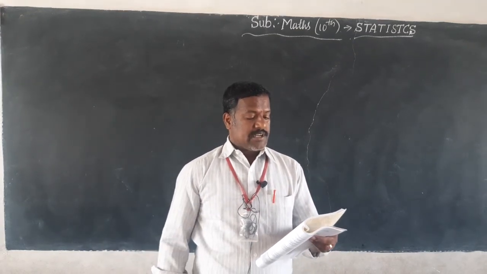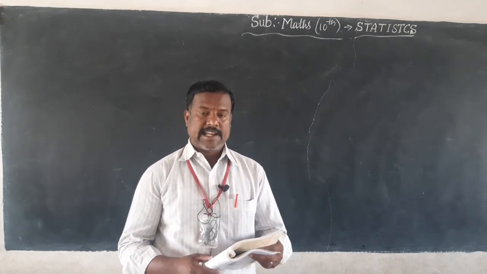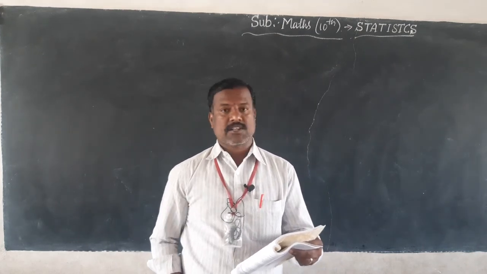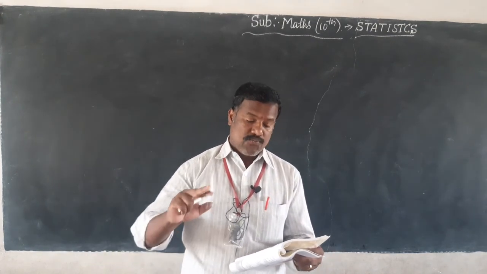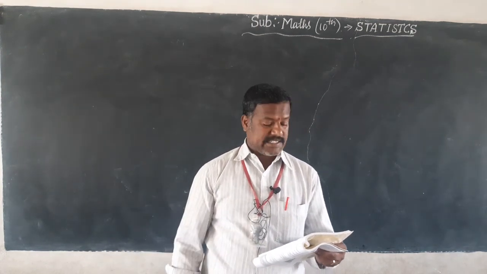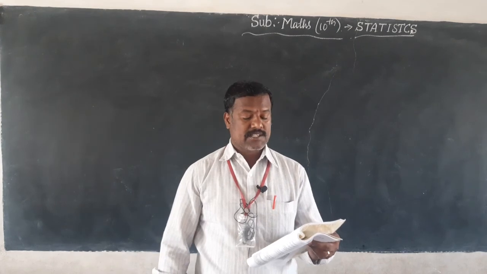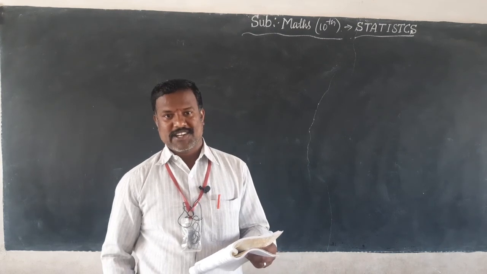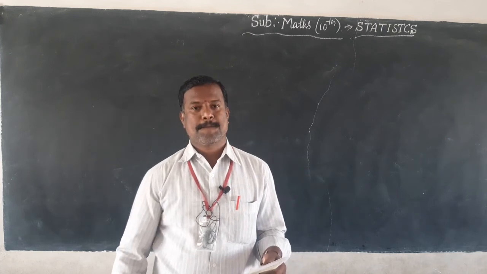The following distribution gives the daily income of 50 workers of a factory. Daily income 100 to 120, the number of workers 12. 120 to 140, the number of workers 14. 140 to 160, the number of workers 8. 160 to 180, the number of workers 6, and 180 to 200, the number of workers 10. Here we have to convert the above distribution table into less than type Ogive and also draw the graph.